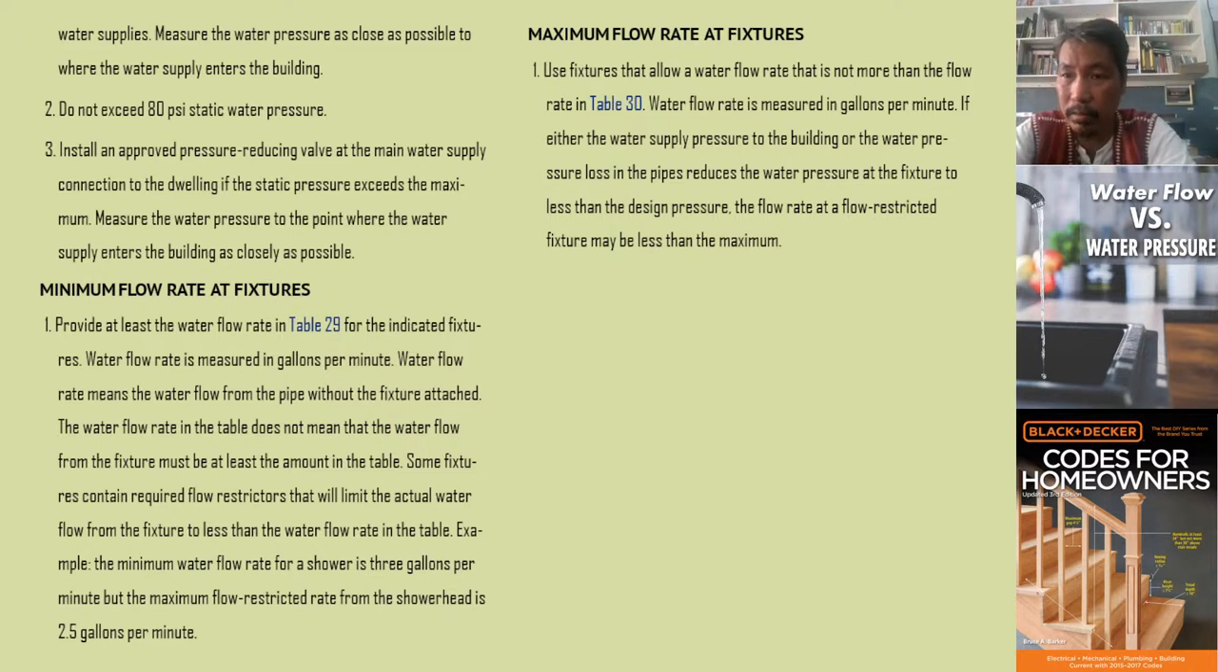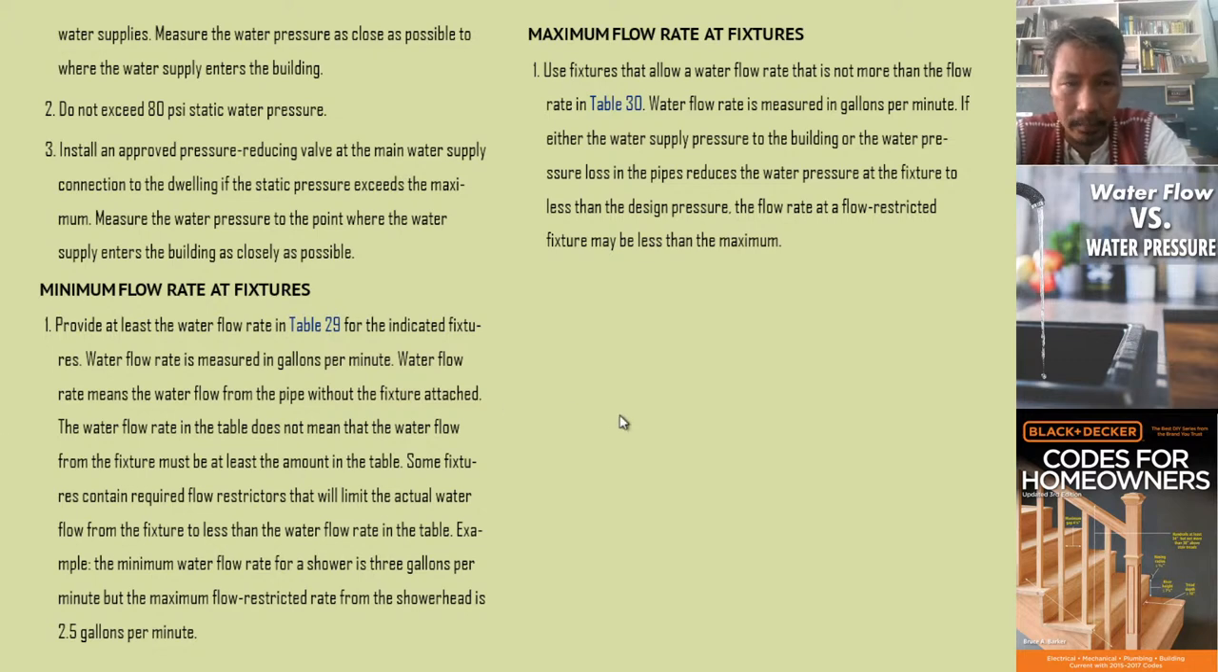For faucet, greater amount is probably needed because we are not just taking a shower. When we are just taking a shower, we are in relaxed mode, cleaning ourselves. Okay? But when we are washing, for example, cars, we need extra amount of water. Okay. So we will take a look at the table for that matter.